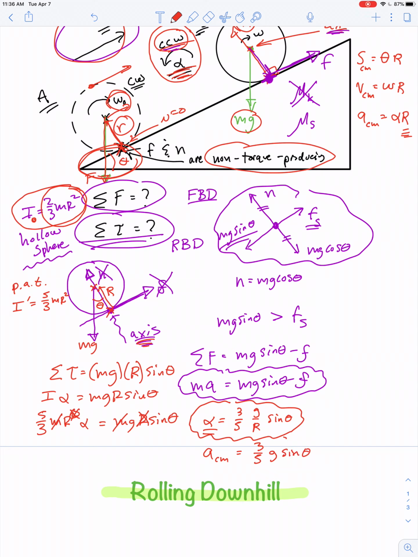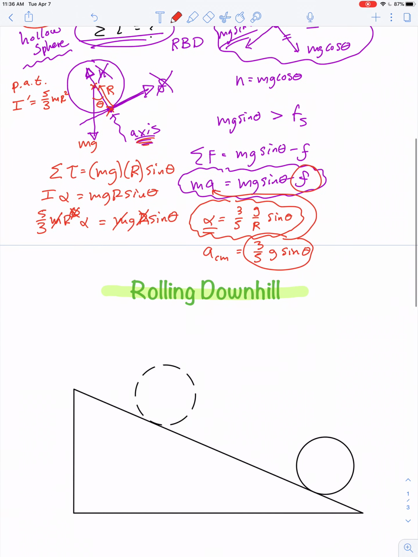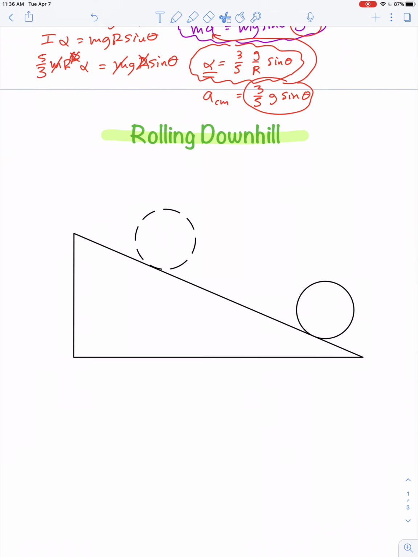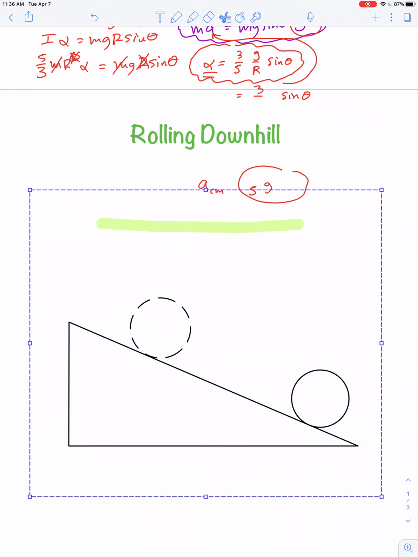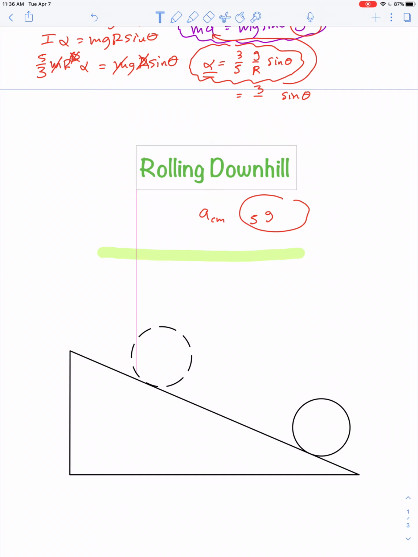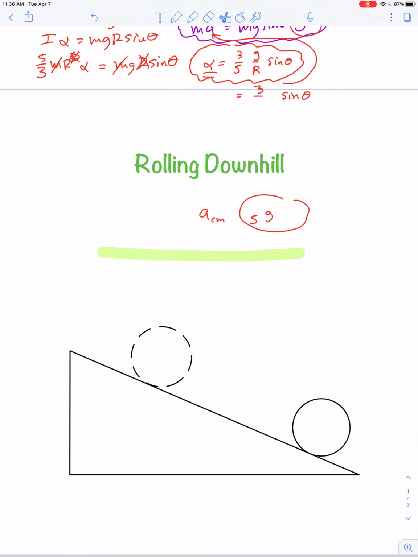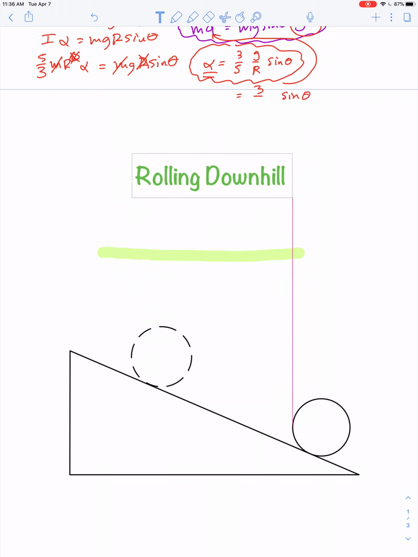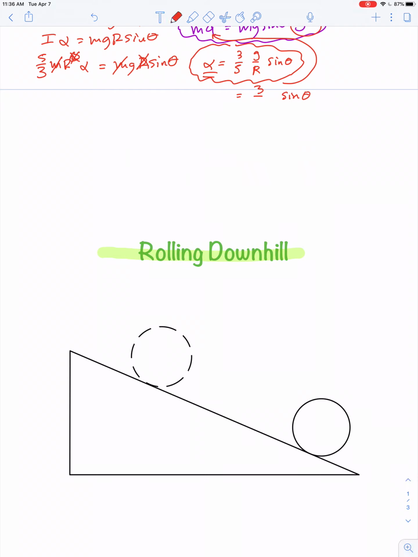Okay, so we can plug that in for the acceleration into this equation and use it to solve for the friction force. So I have reserved some notes here for rolling downhill. Let me drag this out of the way. See if I can do that without messing things up too bad. Well, botched it a little bit. Let me take care of that. Okay, so I believe this was 3/5 g sine theta is the acceleration of the center of mass.